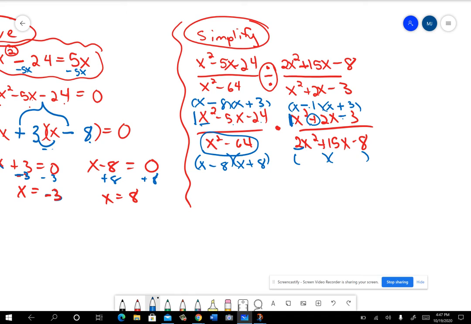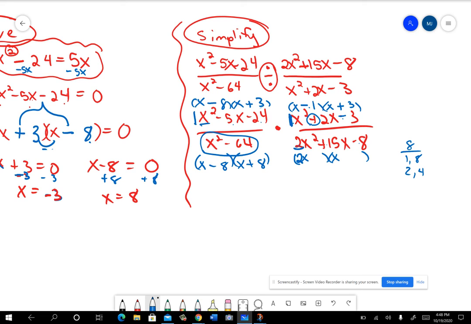All right, and then finally, I'm going to go down to the one at the bottom, but this time there's a 2 out in front and it's not common. So I'm ready to try to just unfoil. So I'm going to use 2x and x. And then with 8, either the 1 and the 8 or the 2 and the 4. Let me see if I put the correct thing. 2x squared plus 15x minus 8.